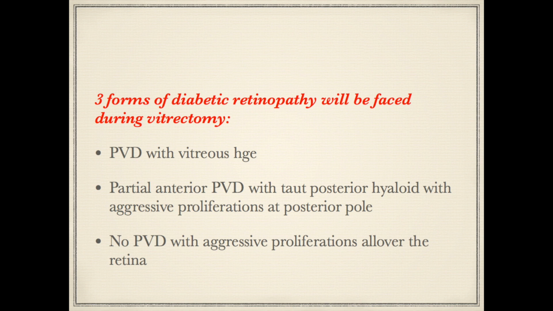The third form is no BVD with aggressive proliferations all over the retina. This patient almost did nothing, no laser done before, so there are aggressive proliferations from the posterior pole and extending to the extreme periphery, and this is the worst scenario, what is called advanced PDR.